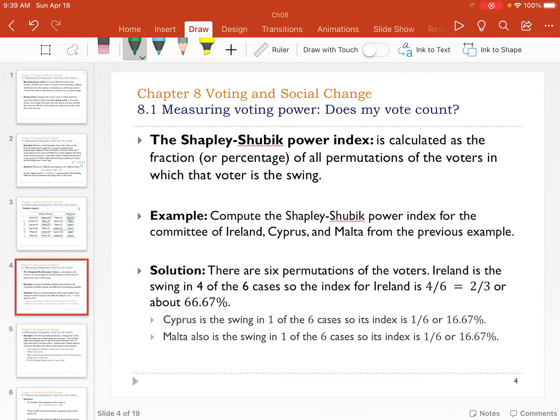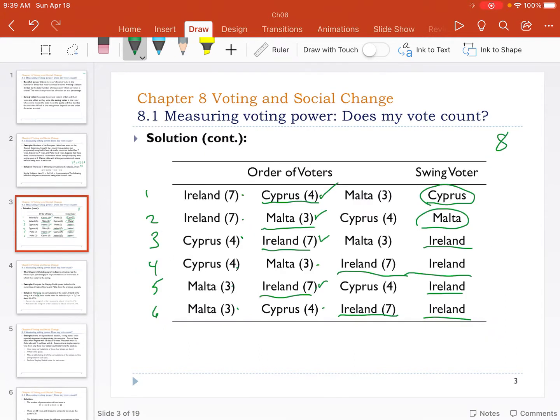The Shapley-Shubik index is calculated as the fraction or percentage, not proportion, of all permutations of the voters in which that voter is the swing. So we compute this power index for these three countries, and there were 6 total cases, and you notice that 4 of them were Ireland. So they have 4 over 6. That's not a good final answer.